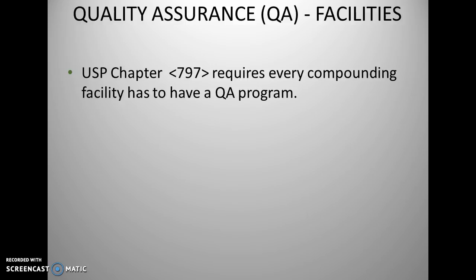One thing that is very important is what is called quality assurance and infection control. This is governed by the regulations that are found in USP NF 797. The regulation requires that every parenteral compounding facility have a quality assurance program. So what is quality assurance?